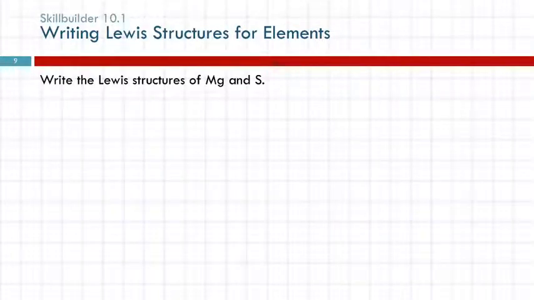So let's look at the Lewis structures for magnesium and for sulfur. So what group is magnesium in? 2. So how many valence electrons does it have? 2. So let's give it 2 valence electrons.